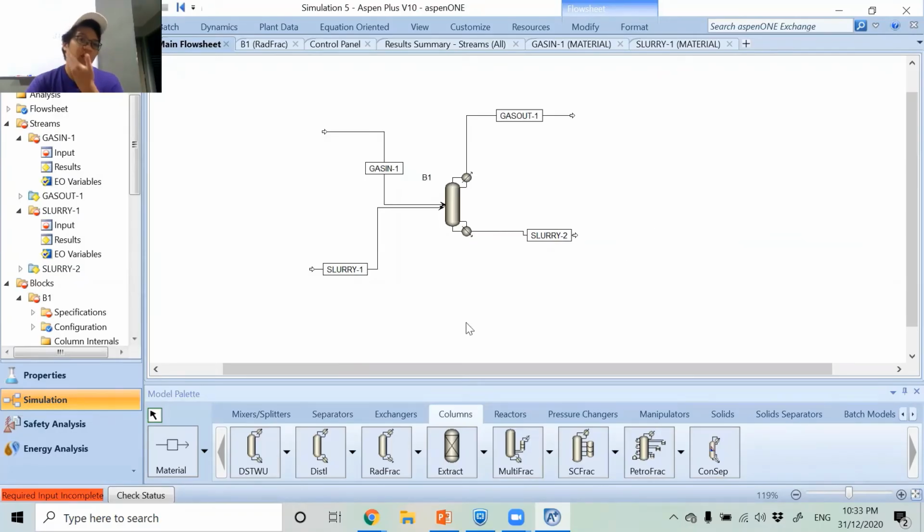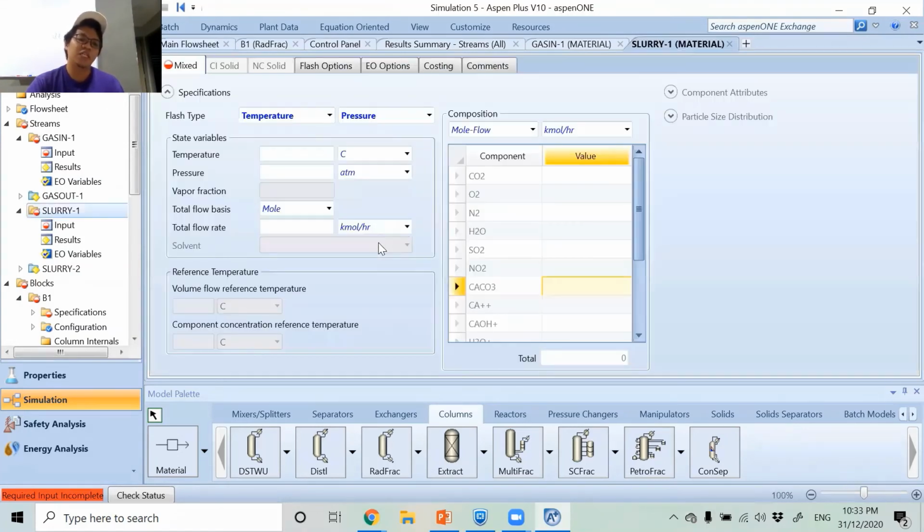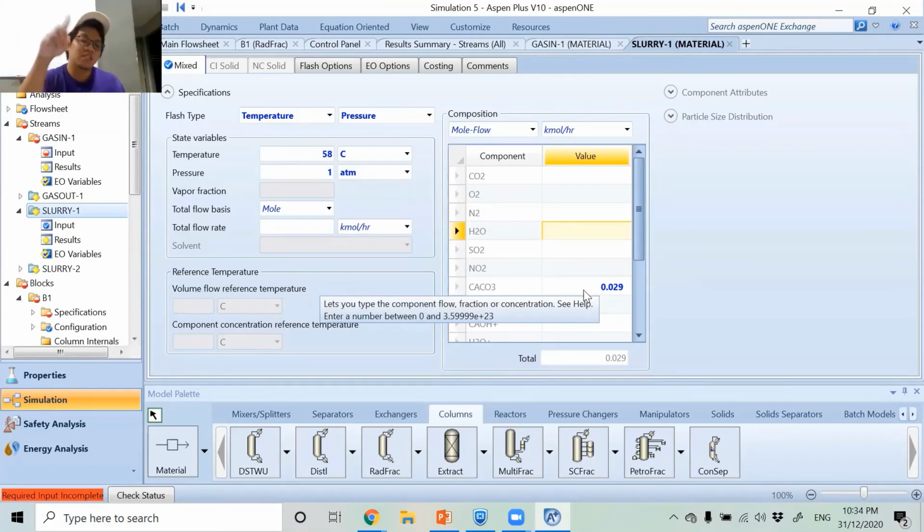Next, I'm going to specify the feed condition. First, let's begin with the slurry feed condition. The temperature of my calcium carbonate slurry is around 58 degrees Celsius. Pressure is 1 atmosphere. The molar flow rate of my calcium carbonate is 0.029 kilomole per hour. How I get this 0.029 is when I use the calcium over sulfur ratio of 1.04, and I know the molar flow rate of my sulfur dioxide from the flue gas.